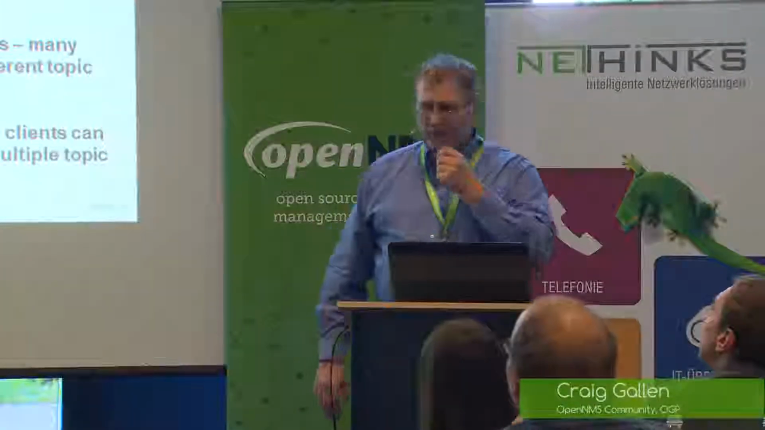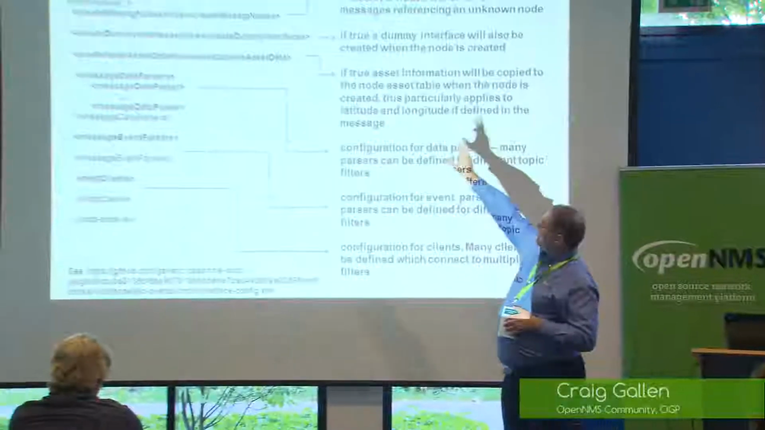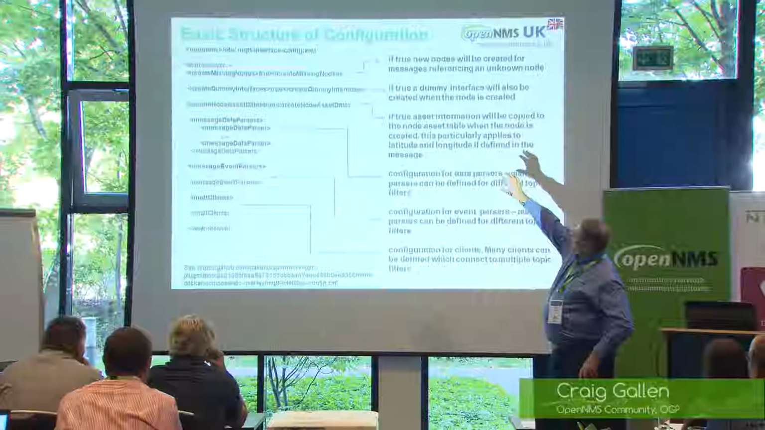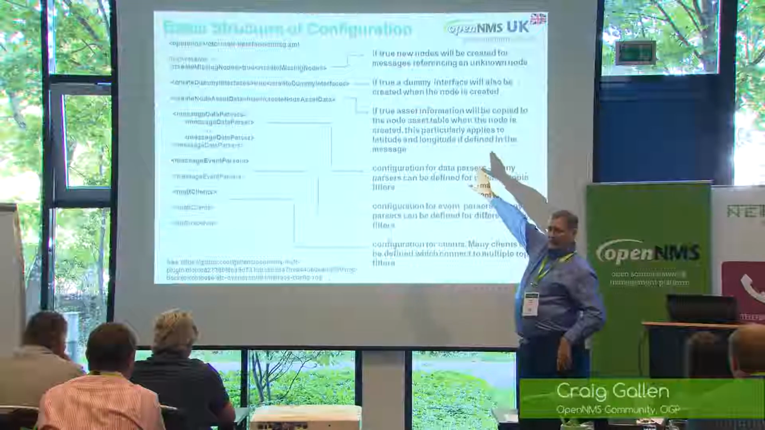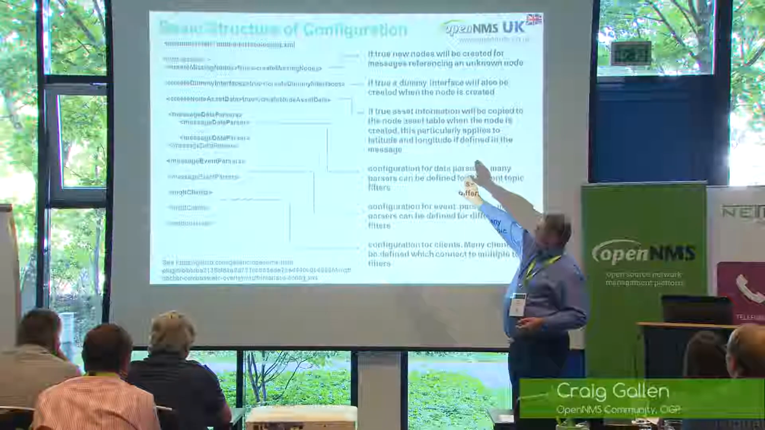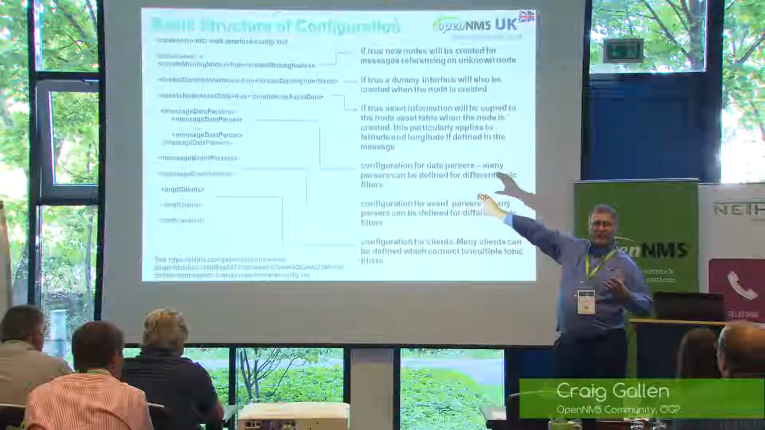So the basic structure of the configuration is you've got this file, MQTT interface config, and it's got a number of sections in it. Basically the first three things are saying, do I create a missing node? If the node doesn't exist, do I create it? Yes or no. If I create the node, do I create a dummy interface? Because you can create nodes without any interface on them.